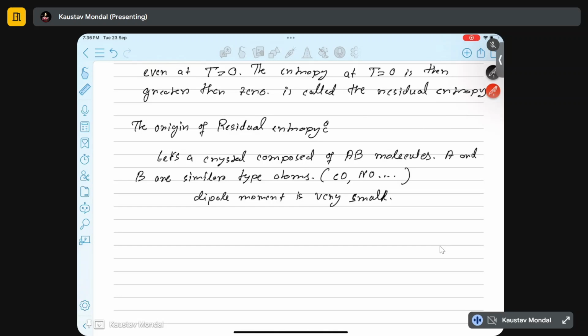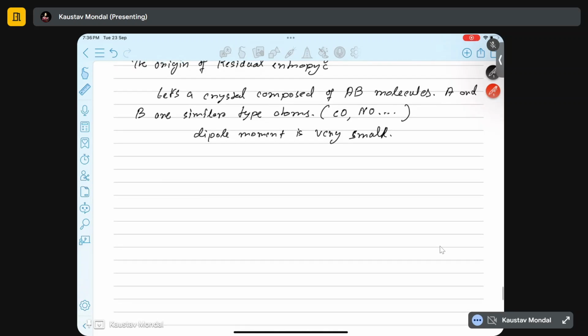Now, for this kind of molecule, let's suppose in the perfectly ordered state, the system orientation looks like this: AB, AB, AB, AB, AB. So this is a perfectly ordered state.